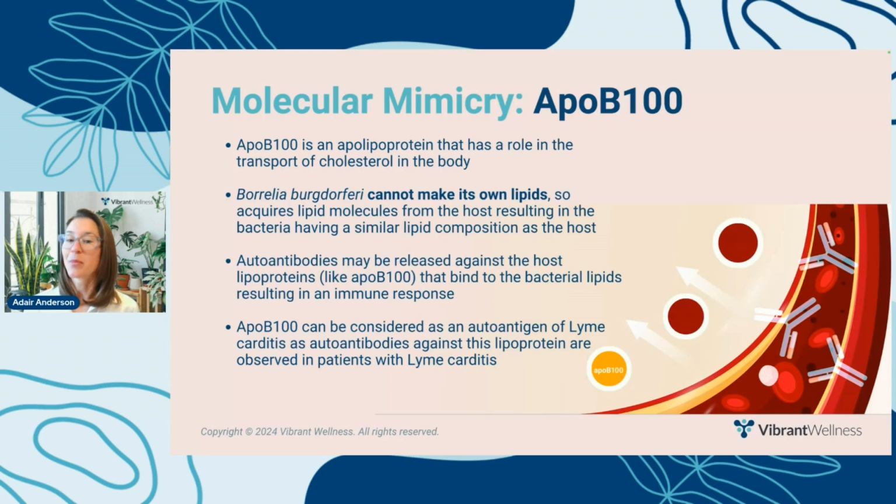ApoB100 is an apolipoprotein that has a role in the transport of cholesterol in the body. Borrelia burgdorferi cannot make its own lipids, so it acquires lipid molecules from the host, resulting in the bacteria having a similar lipid composition as the host. Autoantibodies may be released against the host lipoproteins like ApoB100 that bind to the bacterial lipids, resulting in an immune response. ApoB100 can be considered as an autoantigen of Lyme carditis, as autoantibodies against this lipoprotein are observed in patients with Lyme carditis.